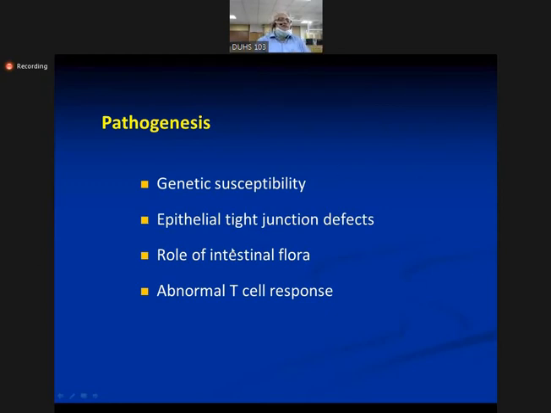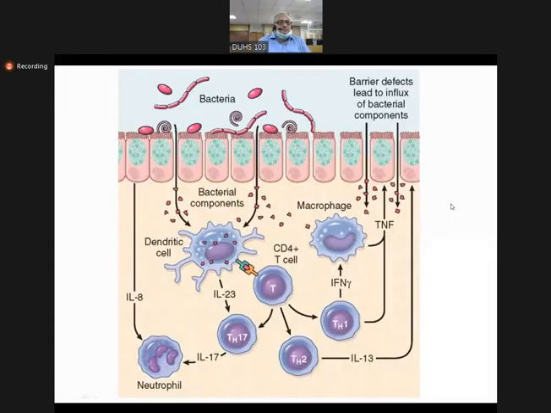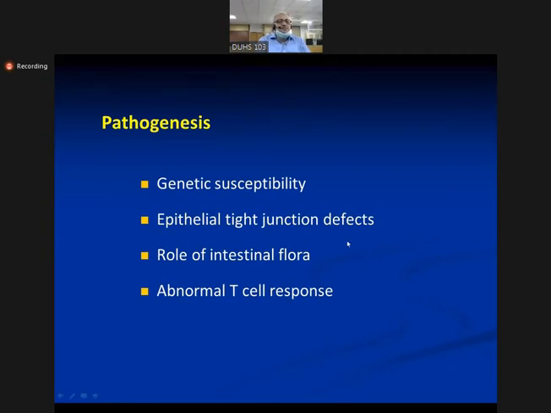The second pathogenic mechanism is the epithelial tight junction defect. We have discussed previously that epithelial tight junctions are damaged or deranged in inflammatory bowel diseases, so that the normal microbiota of the intestinal wall gain entry into the submucosal tissues, and there we have an inflammatory response by inflammatory cells. Then there is a role of intestinal flora. In patients with idiopathic inflammatory bowel diseases, we have some alteration of the normal flora. And that normal flora is recognized by the host immune system as a foreign one, and it could lead to a more potent immune response.